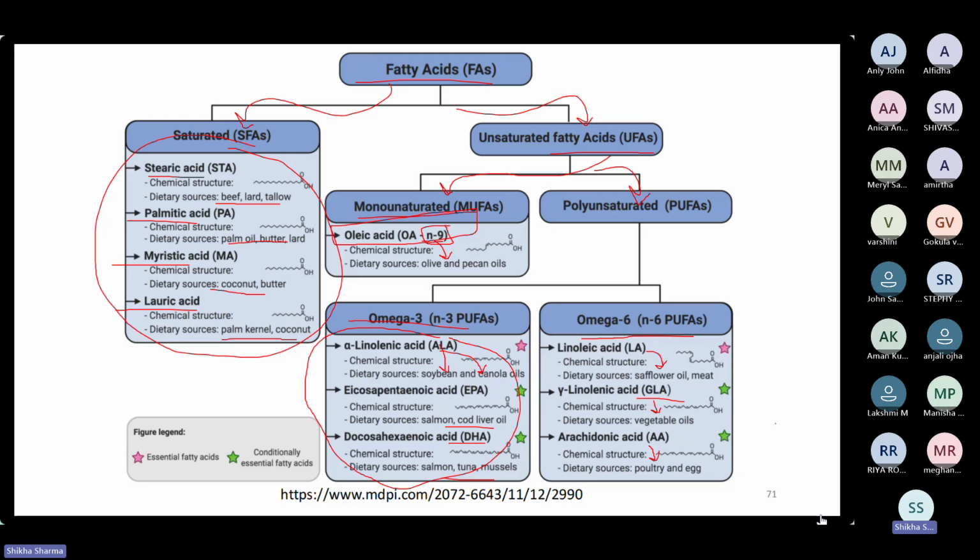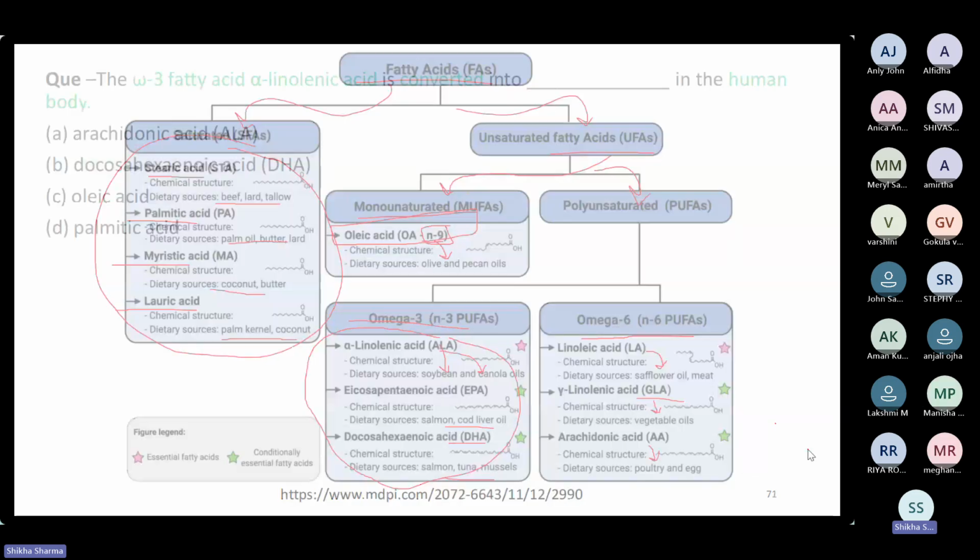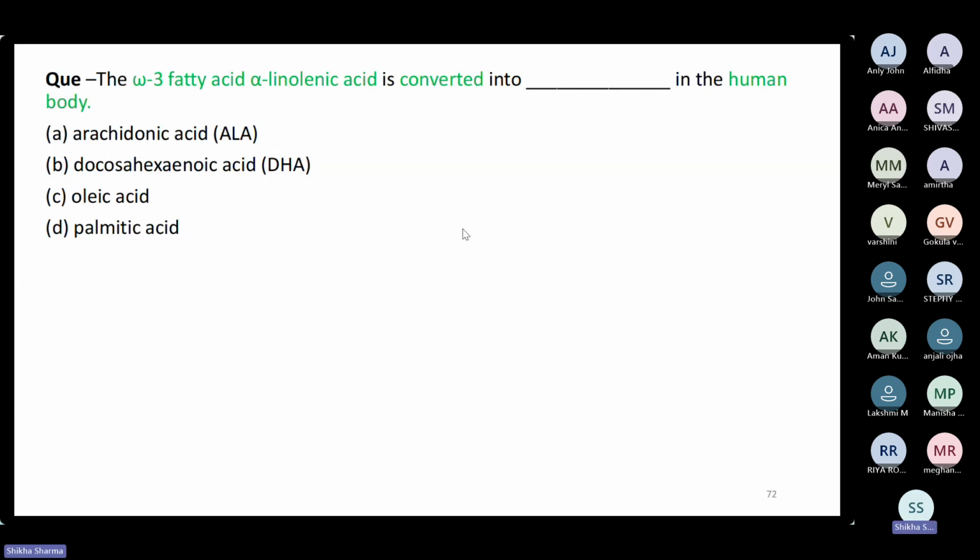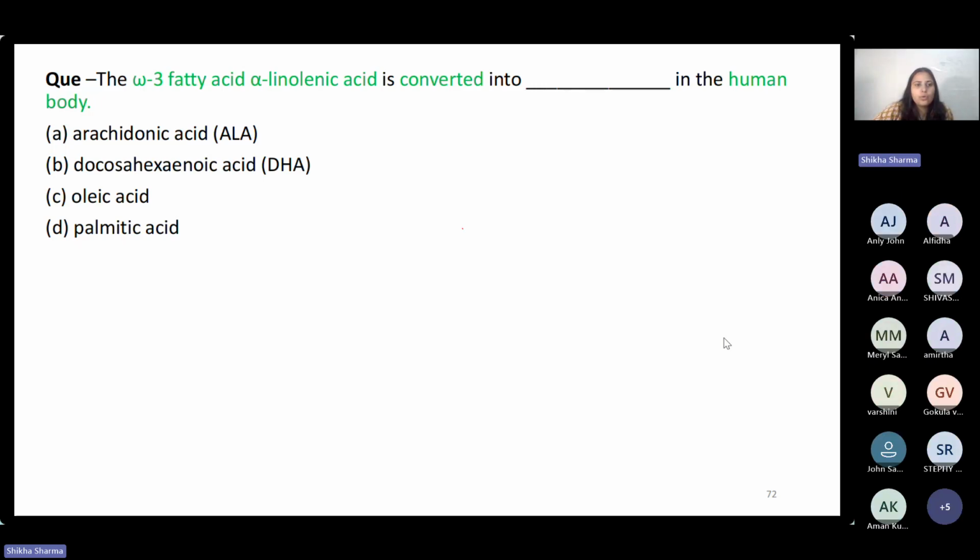So now I am going to discuss these fatty acids. For the omega-3 fatty acids, alpha-linolenic acid is converted into which form in the human body? Will it convert into ALA or DHA or oleic acid or palmitic acid?